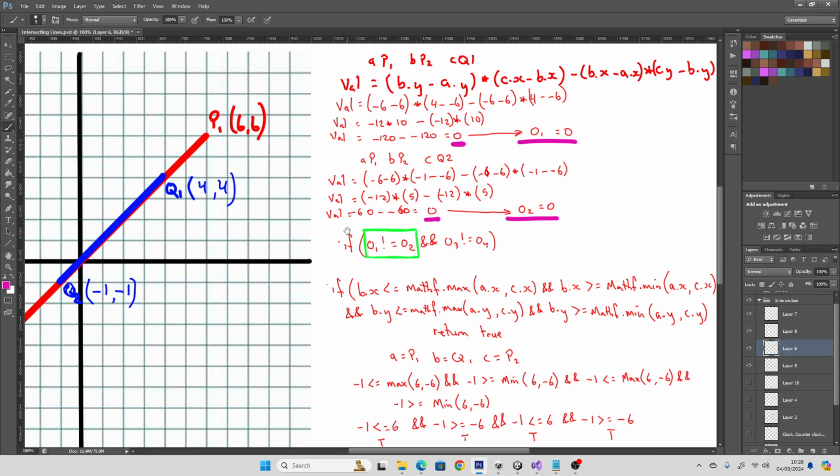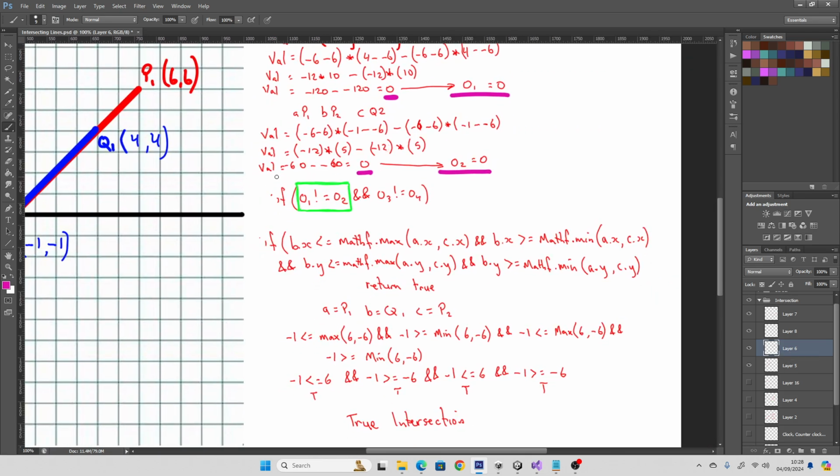So the other equation is going to be asking whether or not they are on the same line. So we're going to look at this function here, which says if bx is less than or equal to the maximum between ax and cx, and if bx is greater than or equal to the minimum between ax and cx, and if by is less than or equal to the maximum of ay and cy, and if by is greater than or equal to the minimum of ay and cy.